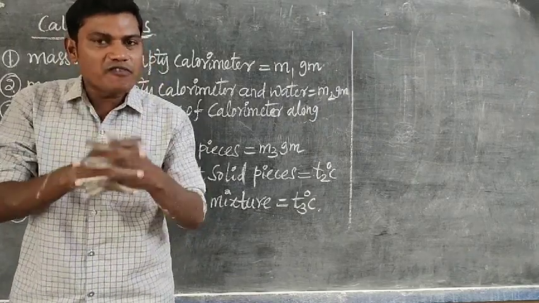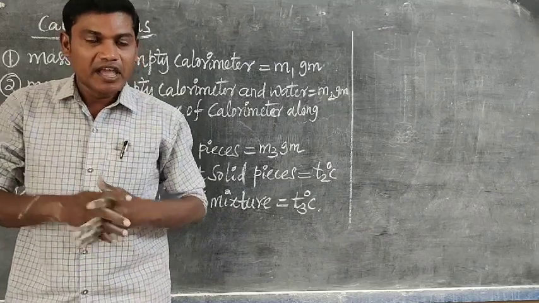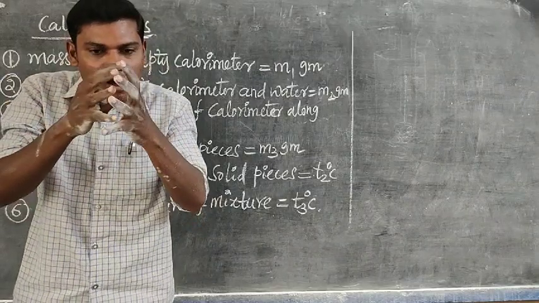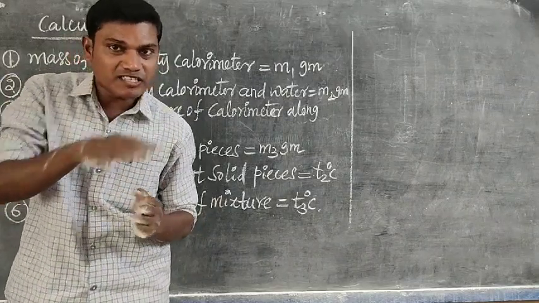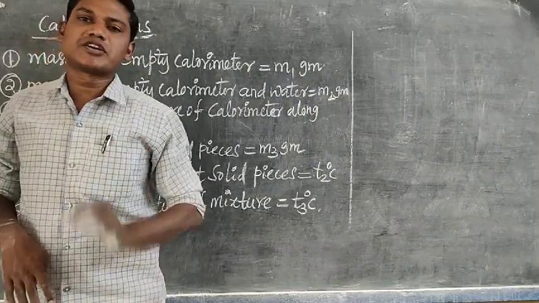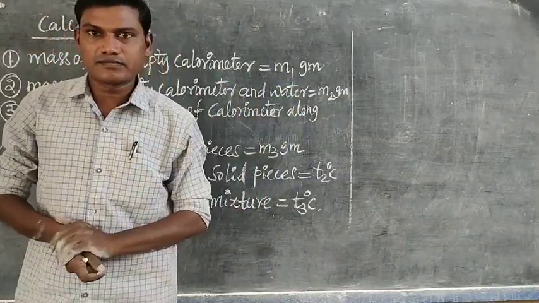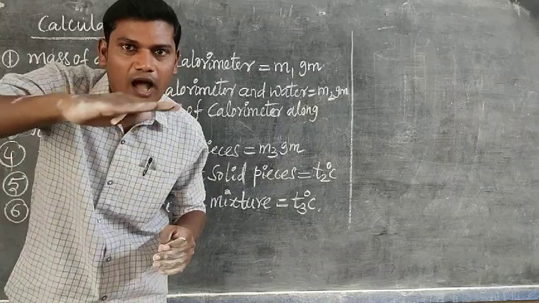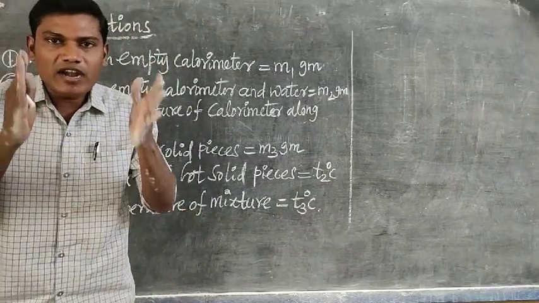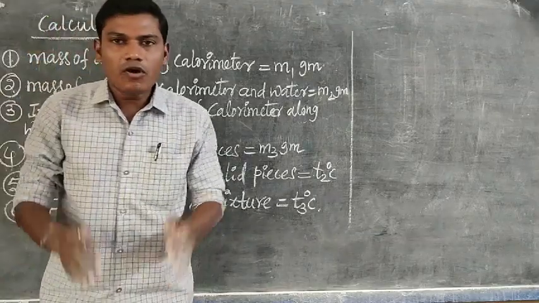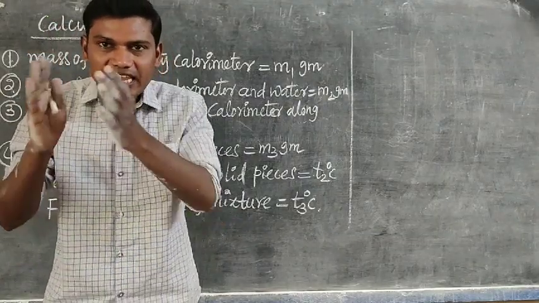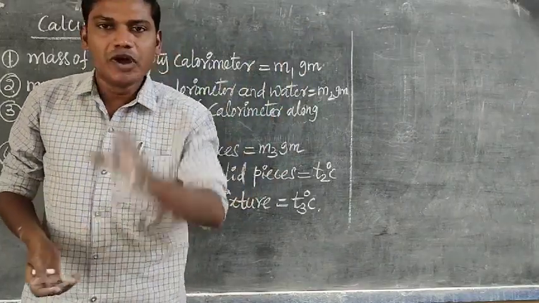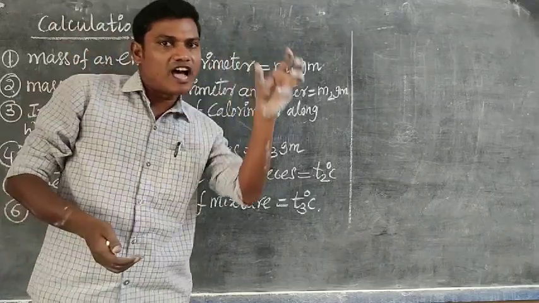So what is the principle of method of mixtures, or principle of calorimetry? If any two bodies with a difference in temperature are brought into thermal contact, heat energy will be transferred from the body at higher temperature to the body at lower temperature until both attain thermal equilibrium, which is nothing but a common temperature. So what is the main principle? Heat energy lost by the hot body is always equal to the heat energy gained or taken by the cold body.